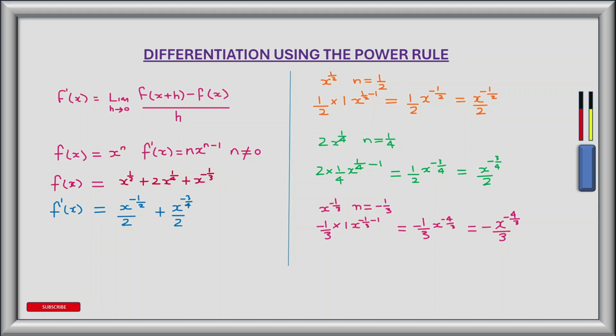So if we put all that together, we have minus 1/3 times 1, which is minus 1/3, multiplied by x to the power of minus 4/3. So that is equal to minus x to the power of minus 4/3 divided by 3. So adding this last term in, we have the derivative of f of x, or f prime x, which is equal to x to the power of minus half divided by 2, plus x to the power of minus 3/4 divided by 2, minus x to the power of minus 4/3 divided by 3.